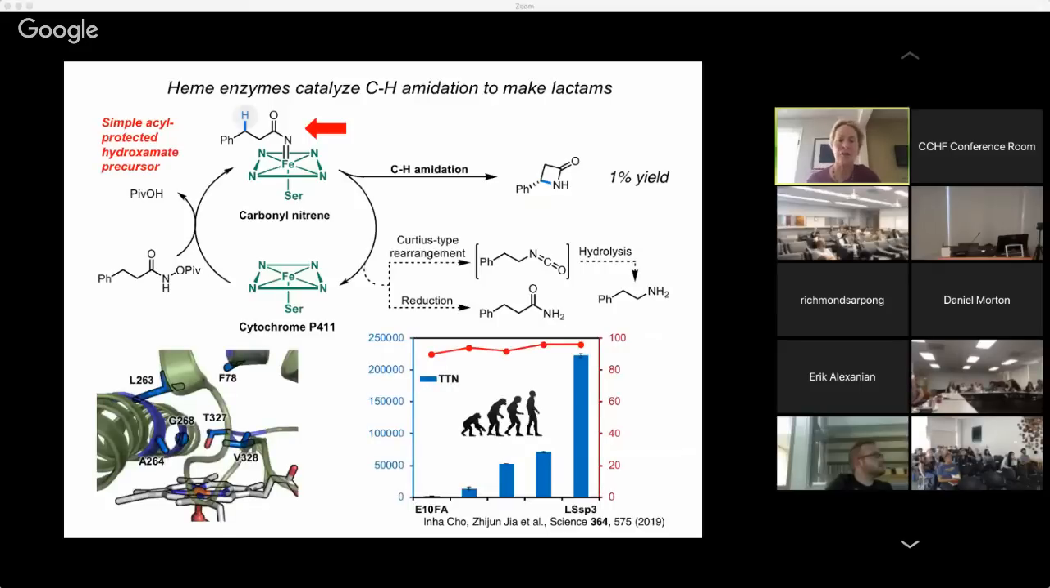So they evolved it over just a few generations. It already had very high enantioselectivity. So this is the evolution of enantioselectivity. This is the evolution of the total turnover number. So it's very small for turnover to the product lactam, but that could be improved over several generations. And what's really quite remarkable is they ended up using these simple acyl-protected hydroxamates, and they ended up with an enzyme that had, let's see if I have it here, over 1 million turnovers, 1 million. So basically you can make as much of your product as you want.